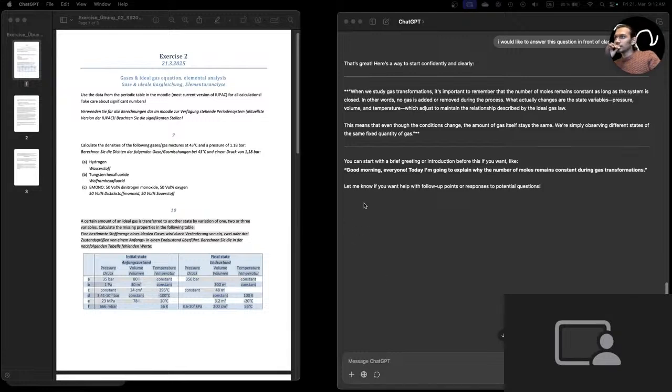When we study gas transformation, it's important to remember that the number of moles remains constant as long as the system is closed. So from the question, we can understand that the system is a closed system in which the states of the gas are just changing. State variables such as pressure, volume, and temperature.